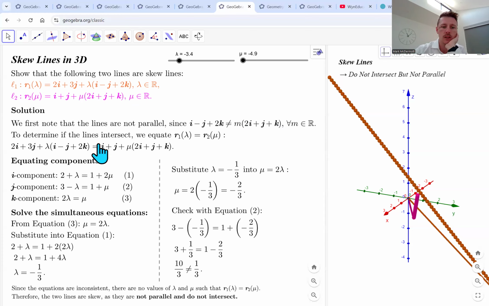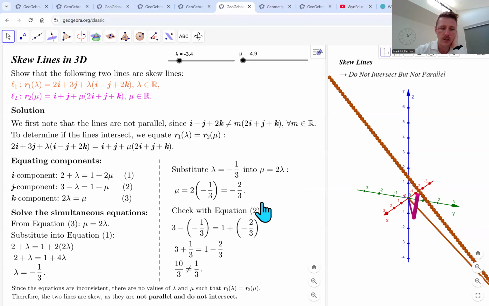Okay, so to determine if the lines intersect, we equate R1 equal to R2. So set them equal to each other, equate the coefficients, equate the components. I trust that you can have a read of that. Solve the simultaneous equations. You'll get lambda equals negative 1/3. Similar to before, substitute negative 1/3 into mu to find mu. So mu is negative 2/3.